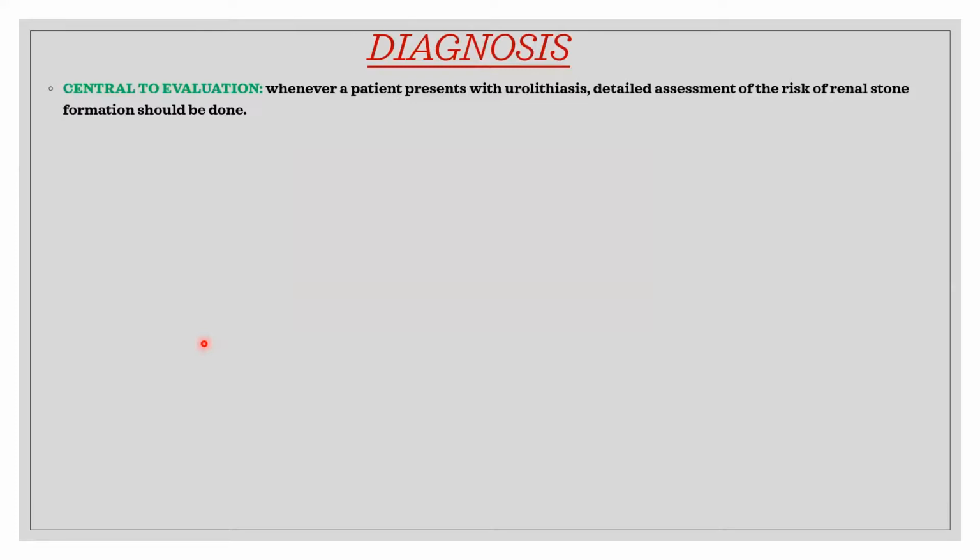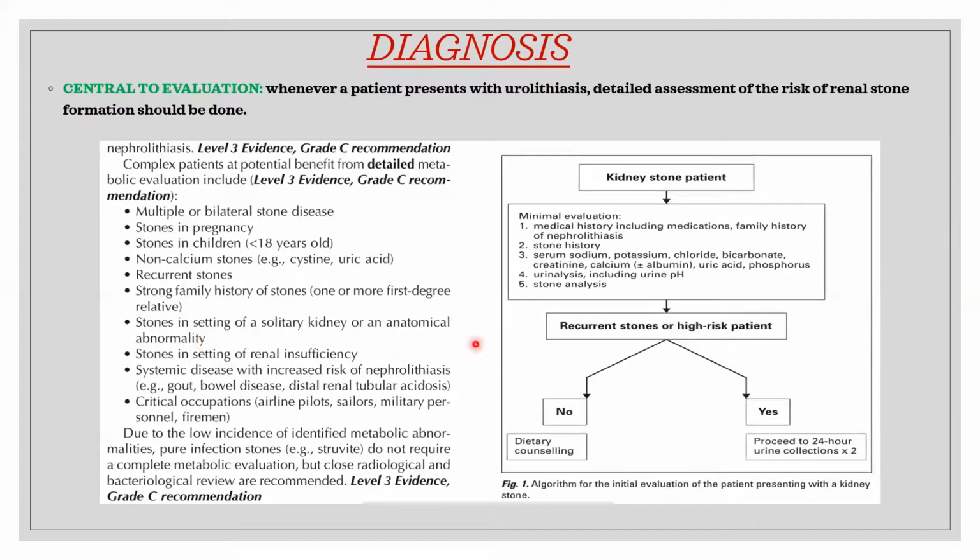Coming to the diagnosis of primary hyperoxaluria, central to evaluation is that whenever a patient presents with urolithiasis, detailed assessment of the risk of renal stone formation should be done. When a patient presents with kidney stone, medical history should be taken, including medications, family history of nephrolithiasis, and stone history: for how long he's having stones, is it a single stone or multiple stones, is it unilateral or bilateral. And we should go for a biochemistry evaluation like serum sodium, potassium, chloride, bicarbonate, creatinine, calcium, uric acid, phosphorus.